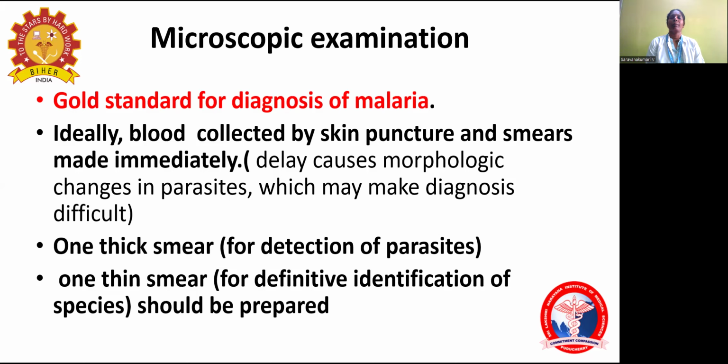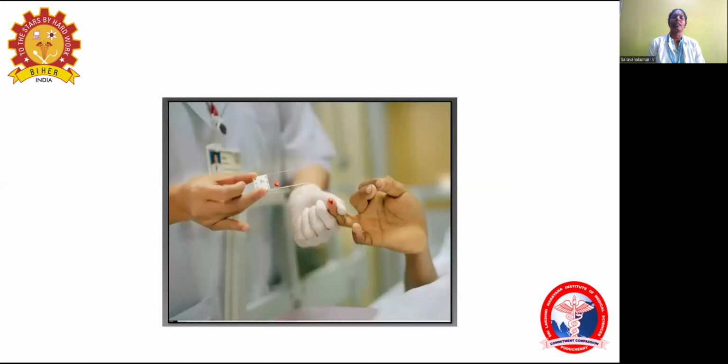So, microscopic examination of the blood smear for the malarial parasite is important, the gold standard for the diagnosis of malaria. And two types of smears are prepared, thick and thin smears. The thick smear is for the detection and the thin smear is for the identification of the species.